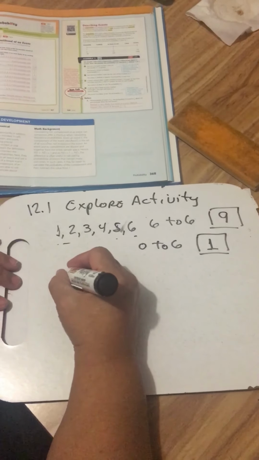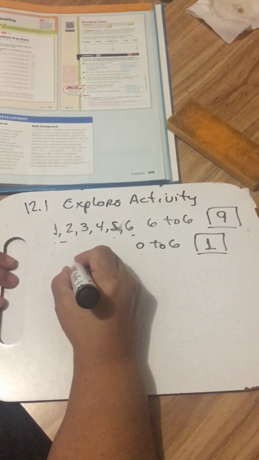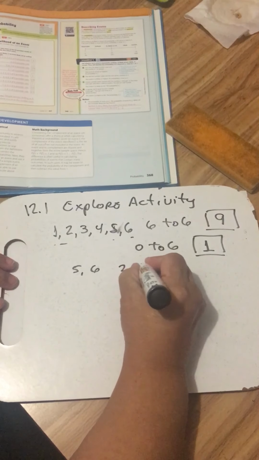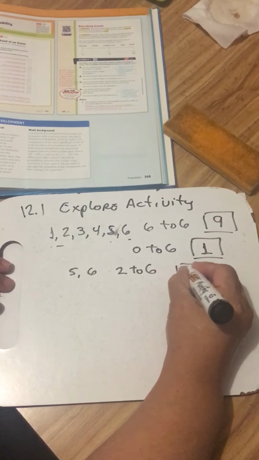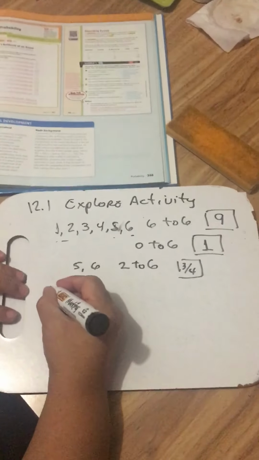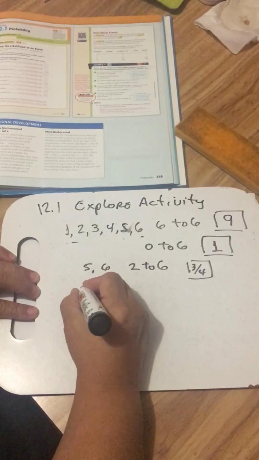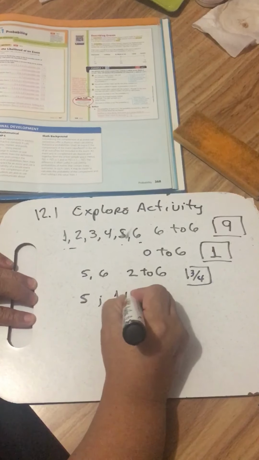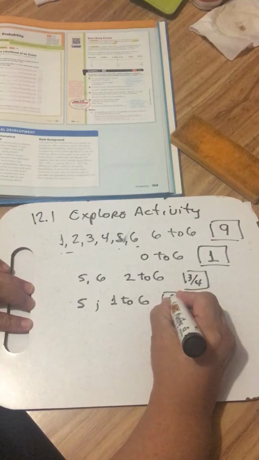Next, rolling a number greater than 4. Greater than 4 is going to be 5 and 6, or 2 out of 6. Then it's going to be 1/3. Then rolling a 5, it's only one face, 1 out of 6. Then the possibility is going to be 2.